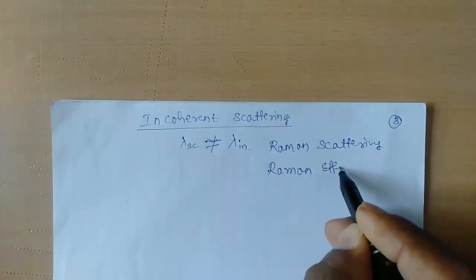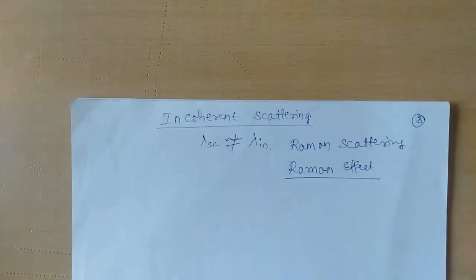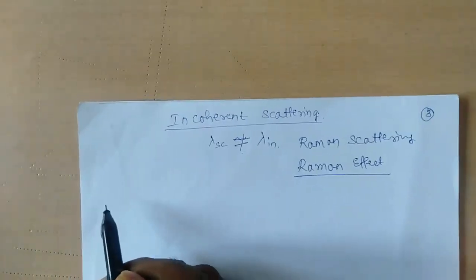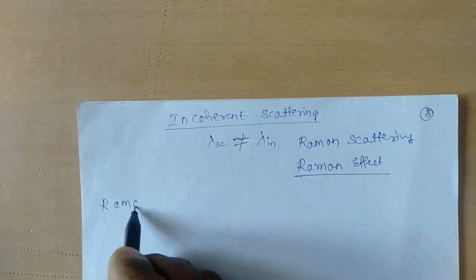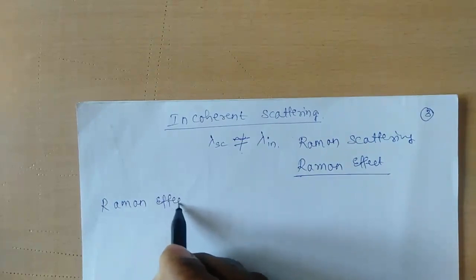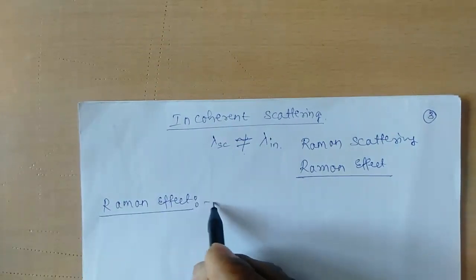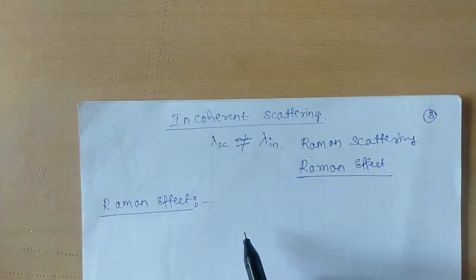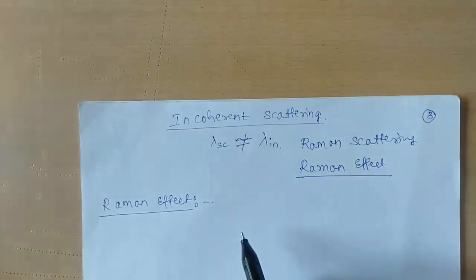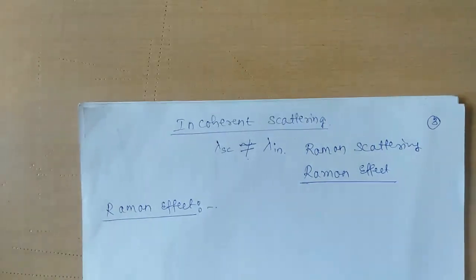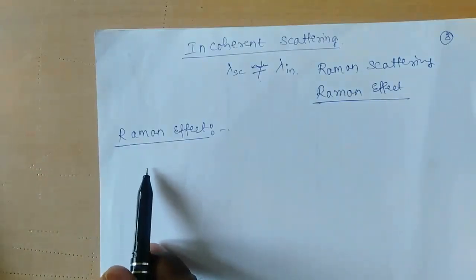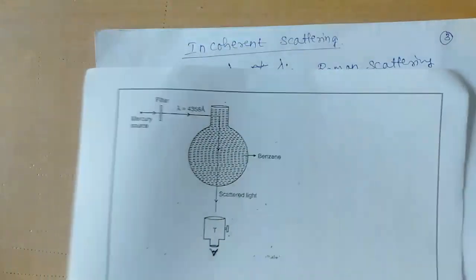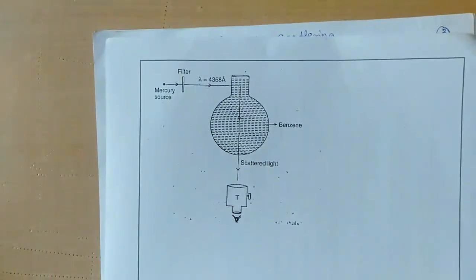which is also known as the Raman effect. This effect was discovered by our Indian scientist, the proud scientist of India, Sir C.V. Raman, hence the name Raman effect. Now let us see what we mean by the Raman effect. Whenever we have any monochromatic source of light, the definition for the Raman effect can be explained with the help of a small diagram. So here is our diagram.